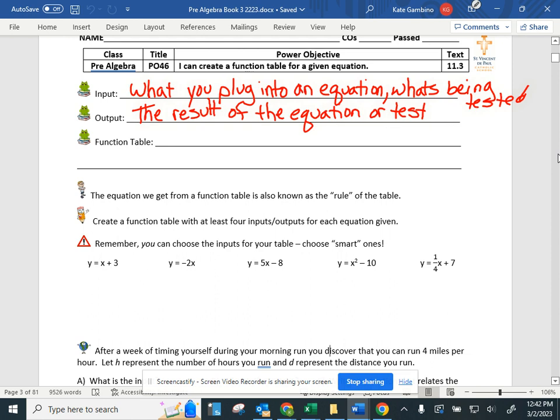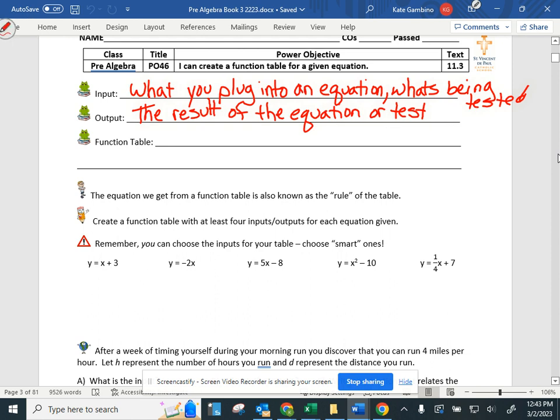Input is what you plug into an equation, what is being tested. So it is the number that we're plugging into a variable. The output is the result of the equation or test. So you put in a number into a variable, you do the math, and it equals something. That is our output, what it equals. So the result of that equation.